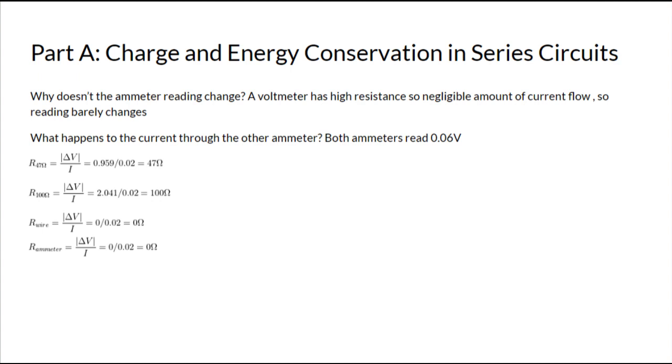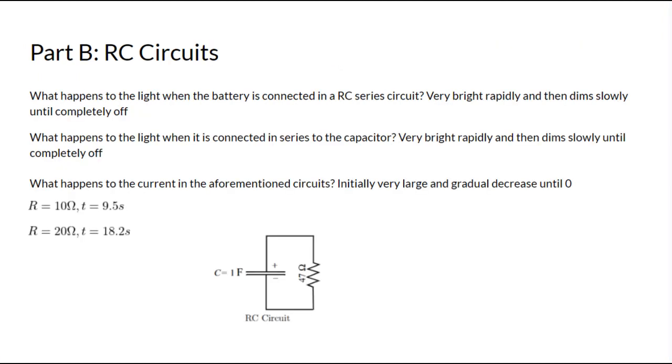Here are the calculations performed using Ohm's law, which establishes that voltage equals current times resistance. As for RC circuits, when a battery is connected in series to an RC circuit, the light in the circuit becomes very bright rapidly and then dims slowly until it becomes completely turned off.